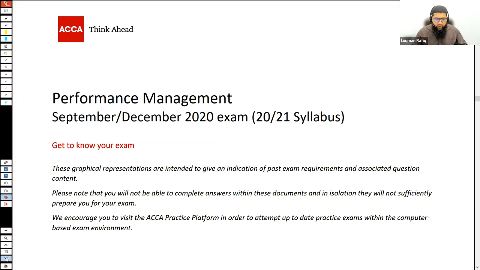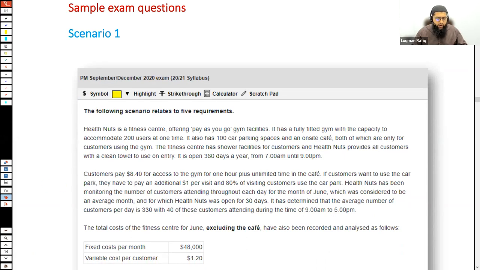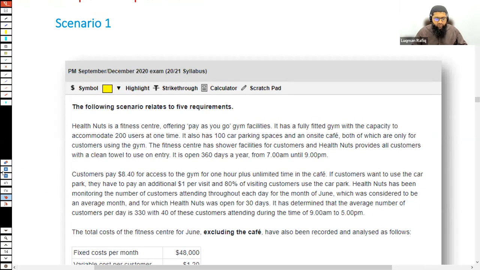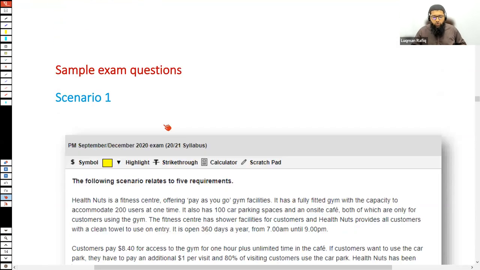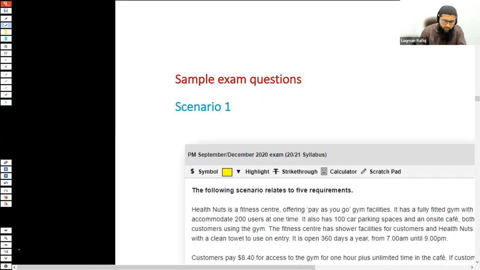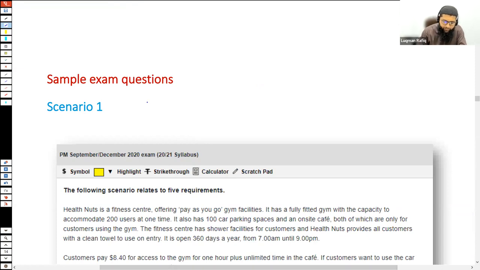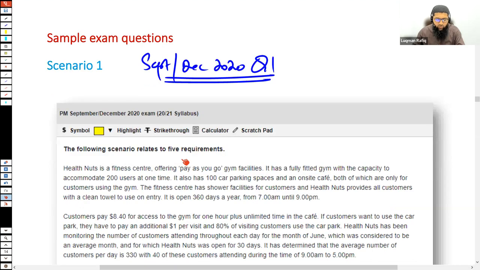September, December 2020, question number one. That's what I'm going to be talking about. But before I go on discussing the question, I would explain to you the areas which are being examined as part and parcel of the question. So the first question I'm going through is the September, December 2020 examination question number one.